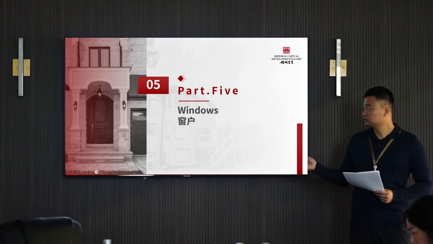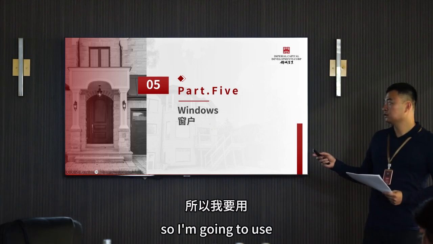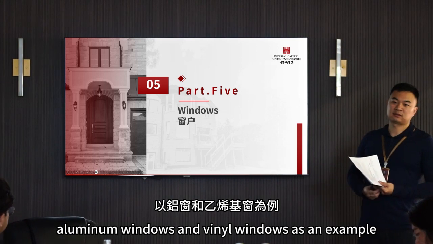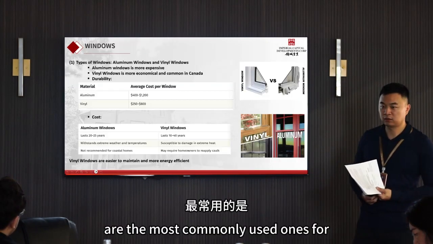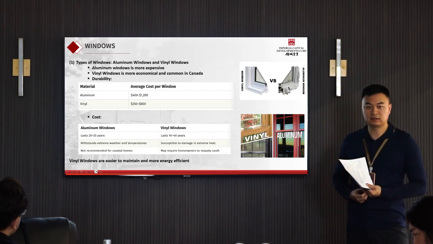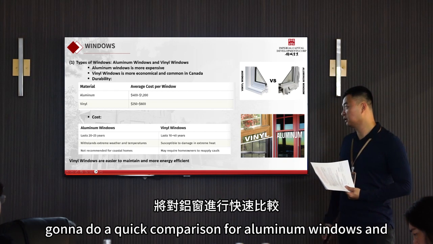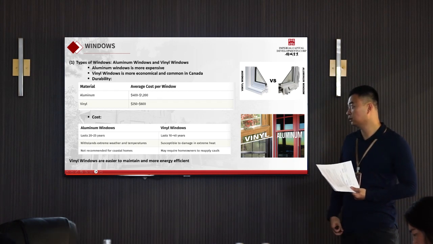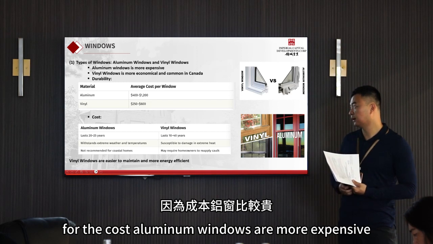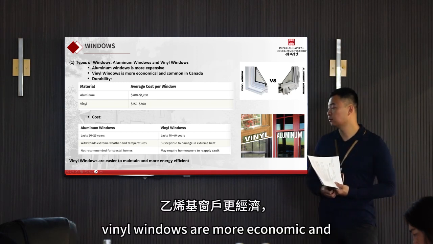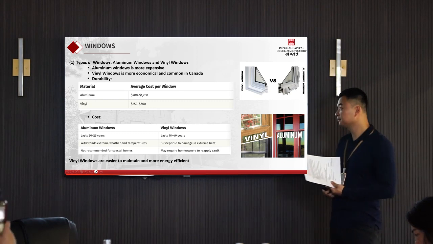Windows. So I'm going to use aluminum windows and vinyl windows as examples for windows, because those two are the most commonly used ones for residential projects. I'm just going to do a quick comparison for aluminum windows and vinyl windows. So for the cost, aluminum windows are more expensive. Vinyl windows are more economic and most commonly used in Canada.